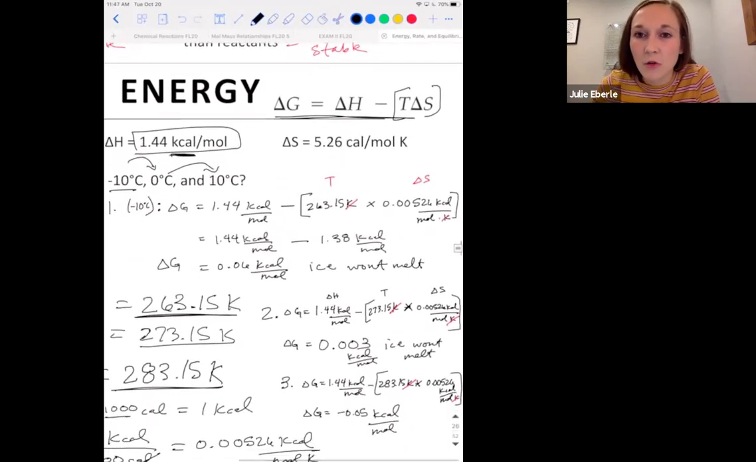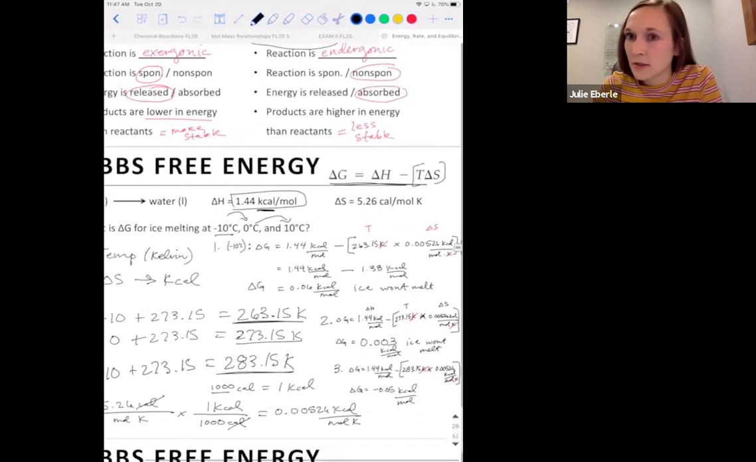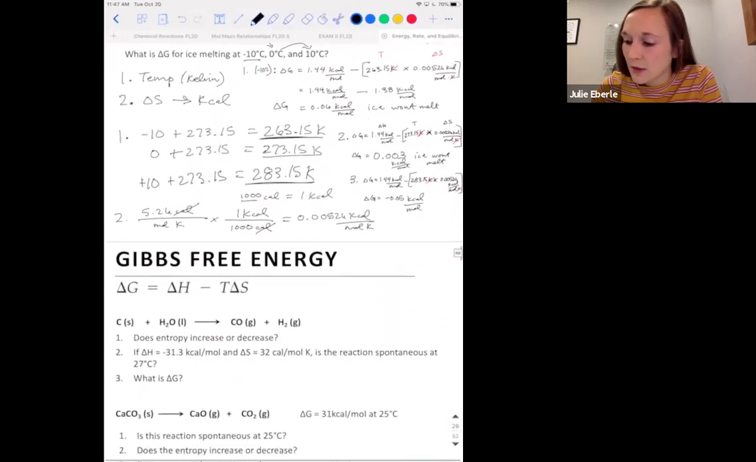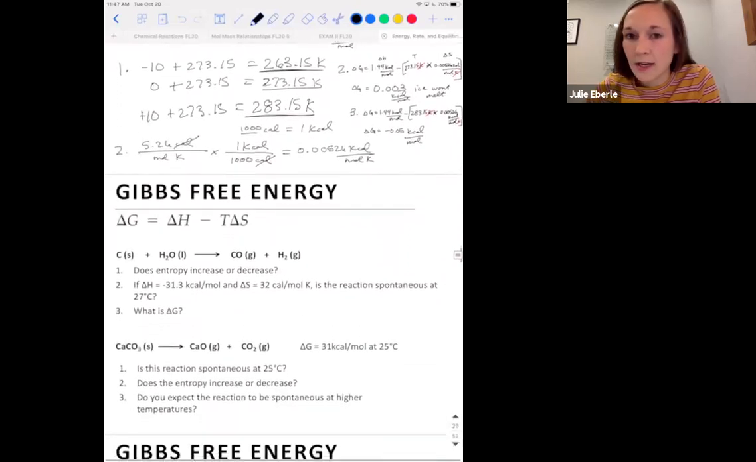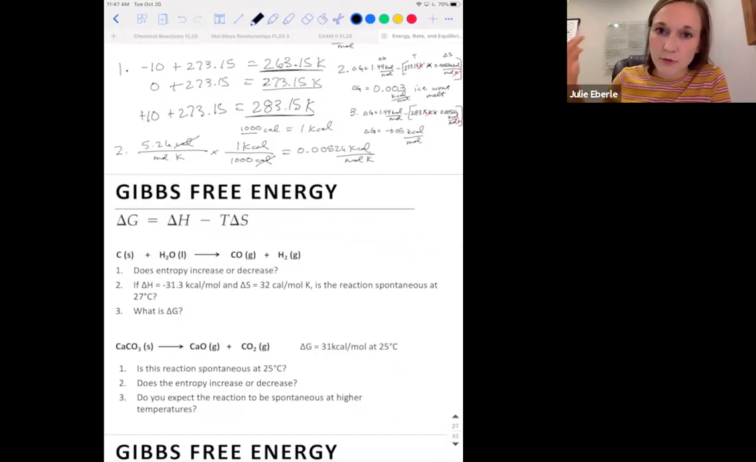Okay, don't forget your 2 first things to always check for. 1, that your temperature is in Kelvin. 2, that the units on your delta S match the units on your delta H. And you always divide by 1,000 to convert from calories to kilocalories. Questions? Confusions? All right, we're going to just continue with this kind and style of problem where we're looking at equations and we're figuring out, is it spontaneous? Is it going to happen? Is the reaction going to happen or not?